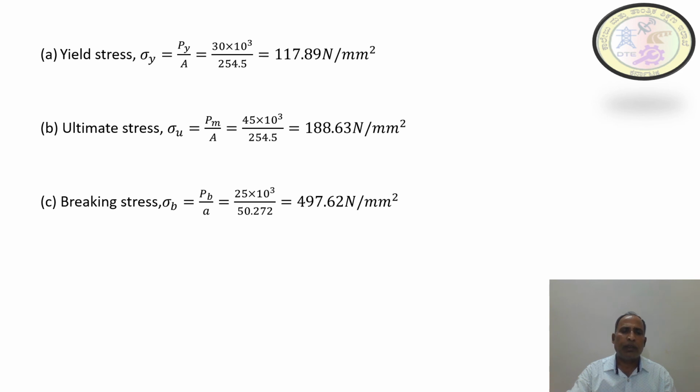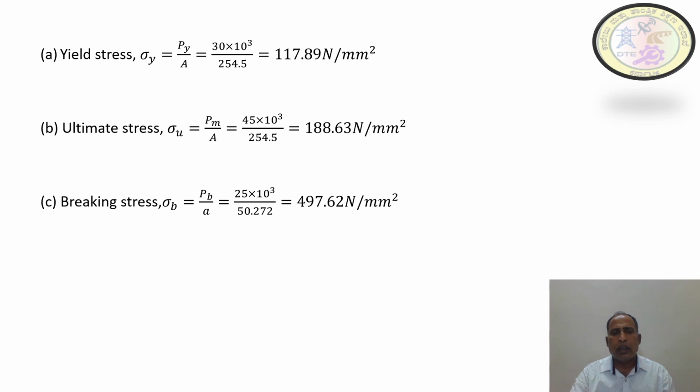So therefore sigma B is equal to PB by a, that is equal to 25 into 10 raised to 3 Newton by 50.272 mm square, that is equal to 497.62 Newton per mm square. You observe the values of the ultimate stress and breaking stress. Here we have used the final area, that is the neck area, to calculate the breaking stress.